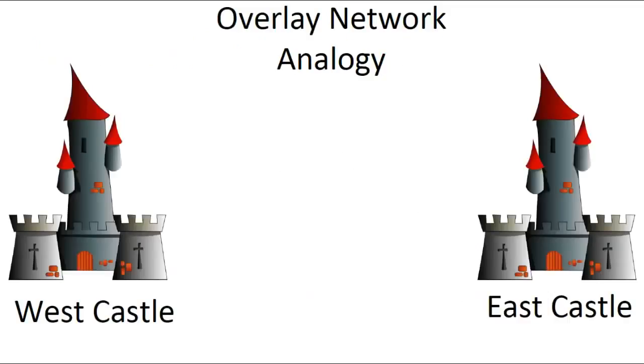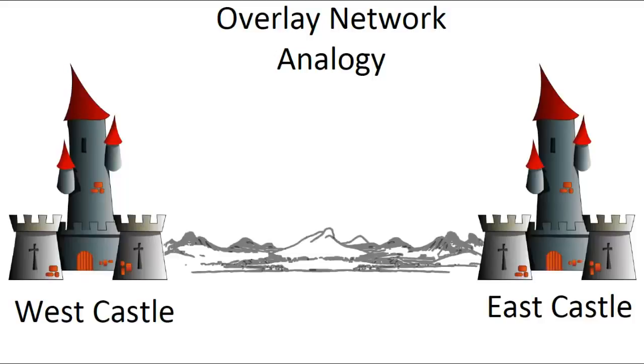Let's start with a quick analogy for an overlay network. This analogy may seem a little funny, but it is very brief and I think a useful starting point. Imagine there are two castles. One castle is in the west and one is in the east. These castles are separated from each other by some land that can't be crossed by foot. Let's say the king in the west castle needs to send an urgent message to the king of the east castle. How can he do this?